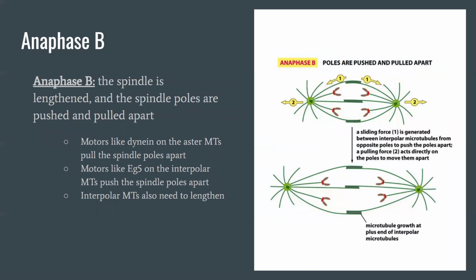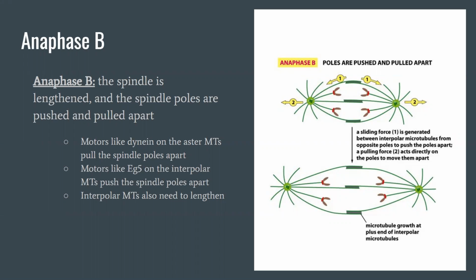And then anaphase B is when the poles are pushed and pulled apart. This is basically to create a sliding force between the interpolar microtubules, which are these ones that overlap, if you remember, from opposite poles to push the poles apart. And then the pulling force acts directly on the poles to move them apart. So this is 1 and then 2. The interpolar microtubules are moved this way so that the poles will move this way. Basically, this is to lengthen the spindle and push and pull the poles apart.